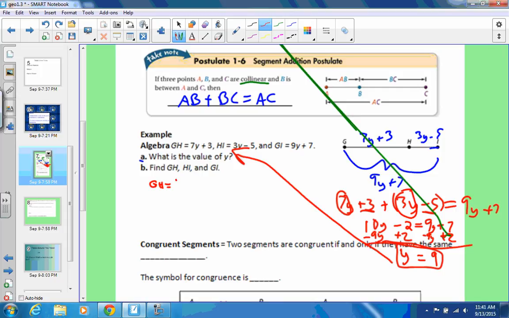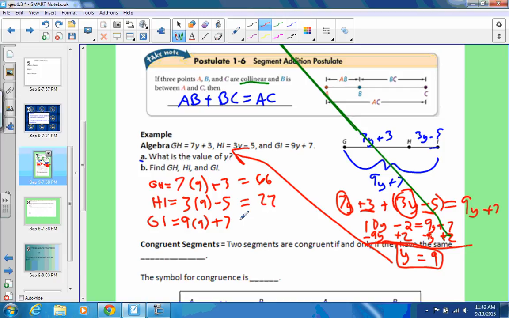We said GH equals 7, and we're going to plug in 9 for y, plus 3. HI equals 3 times 9 minus 5, and then GI is going to be equal to 9 times 9 plus 7. Okay, so GH equals 63 plus 3, which is 66. HI, 27 minus 5 is 22. And 81 plus 7 is 88.